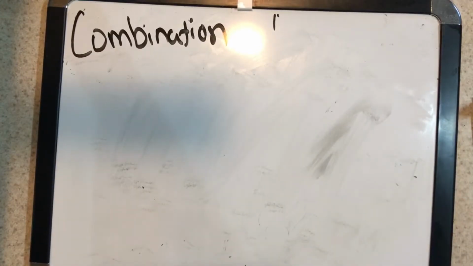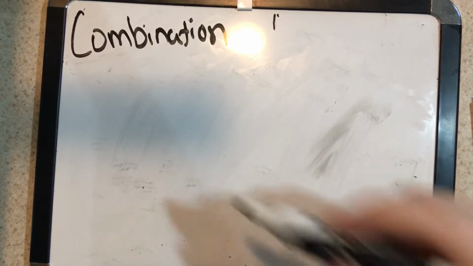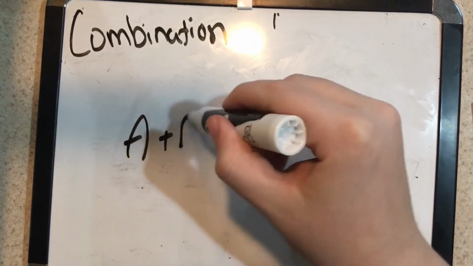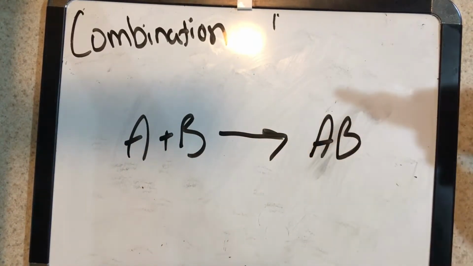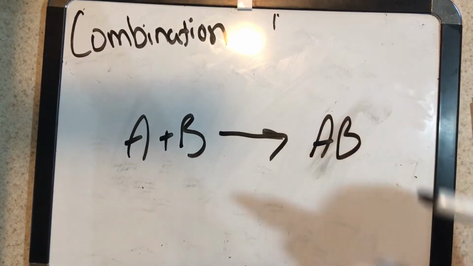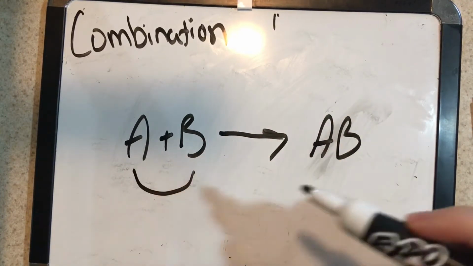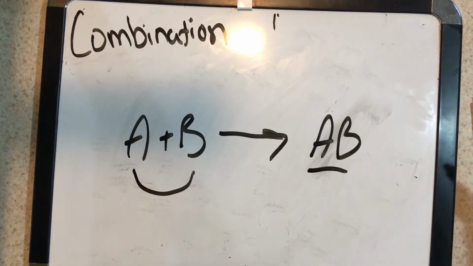A combination reaction is almost like a decomposition reaction, but backwards. So instead of something becoming two simpler products, two things would become one greater product. So again, using the letters A and B, we can conclude that A and B combine to make AB.